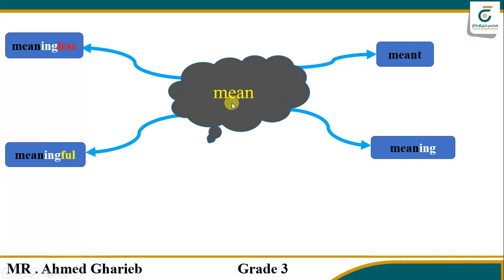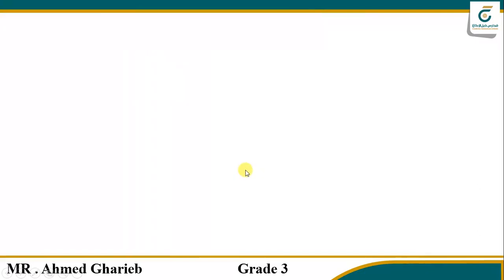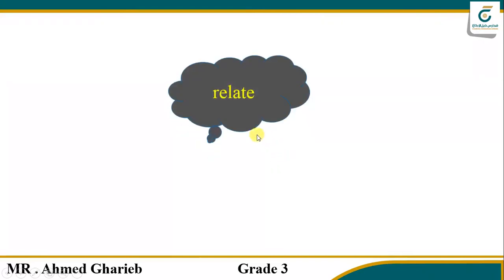So if you find a word that's related to a word you know, try to take it down, write it in the shape of a mind map like that, or in the form of a tree. The stem is the base word and the branches are the words that you find out in the new text, okay? This will help you a lot to keep and memorize words. Another example, yeah, another example is relate.